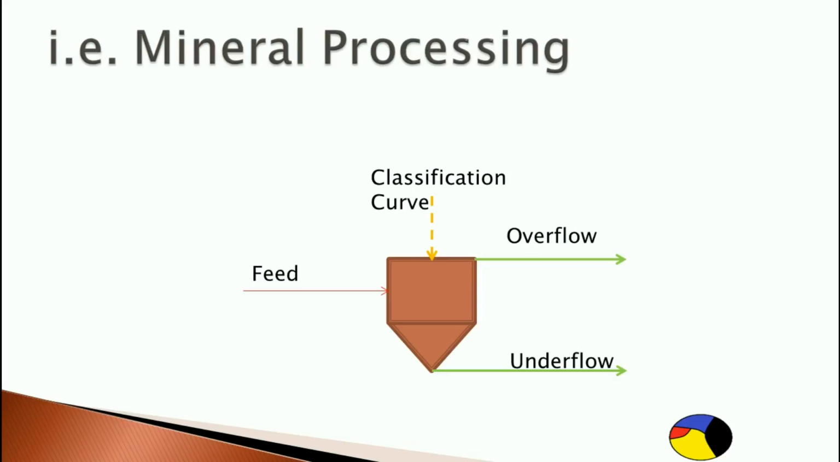So, mineral processing, here's an example. Overflow and underflow are outputs. A classification curve defines the model, and the feed is what goes into the unit.